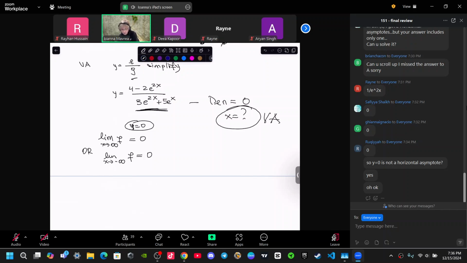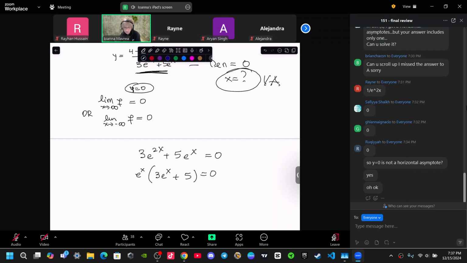Right, so I'm going to take the denominator, set it equal to 0. If there is an x that makes the denominator 0, but you do this after you simplify. So if there's any x that makes the denominator 0, x equal to that number is a vertical asymptote. So I'm going to take this, set it equal to 0. I factor it if I can. I can take an e to the x out. So I have 3e to the x plus 5 left. This quantity is equal to 0 if e to the x is 0 or the other factor is 0.